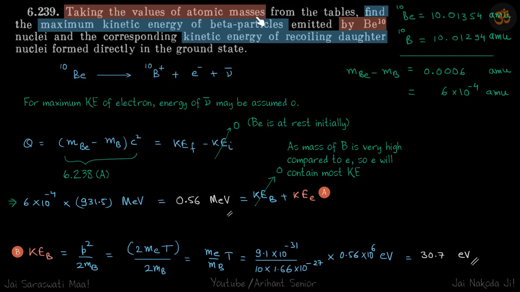Taking the values of atomic masses from the tables, find the maximum kinetic energy of beta particles emitted by Be10 and the kinetic energy of the recoiling daughter. So let's write the equation.